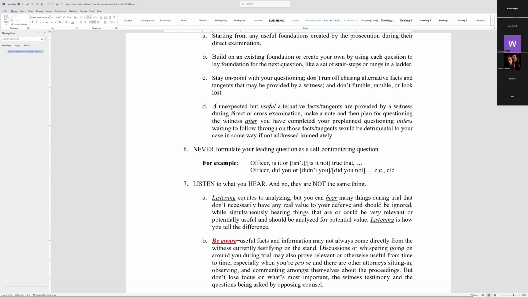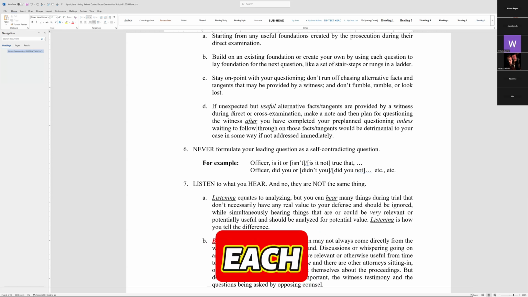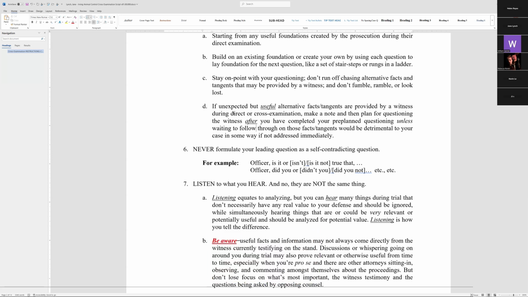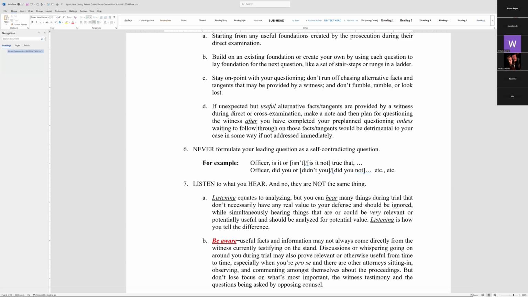6, never formulate your leading question as a self-contradicting question. For example, officer, is it or isn't or is it not true that? Can anyone not understand how is it or isn't it cancel each other out? Same thing with officer, did you or didn't you? Those cancel each other out, do they not? So it's just better don't formulate your questions this way.